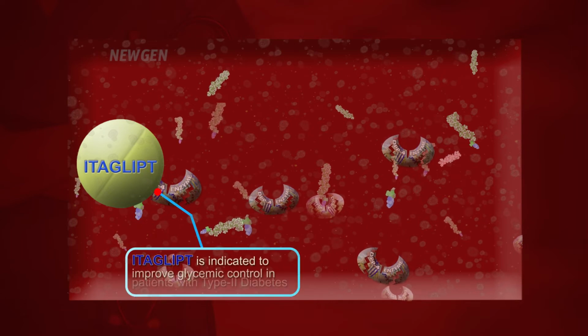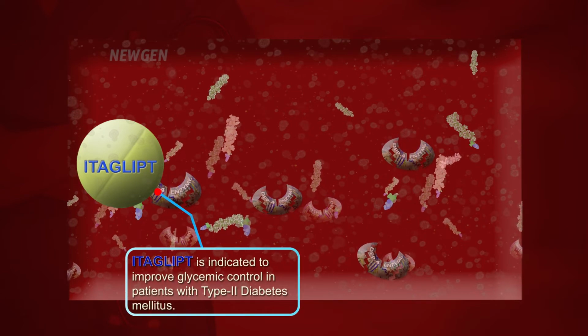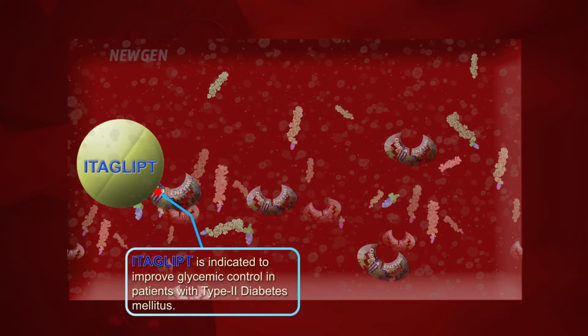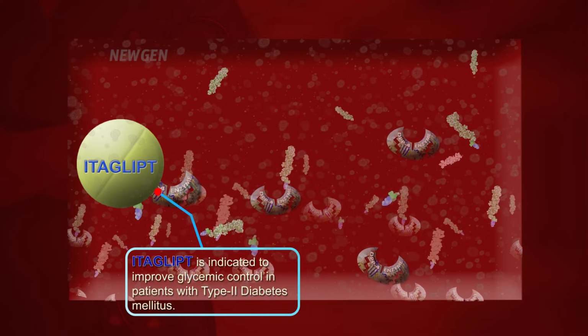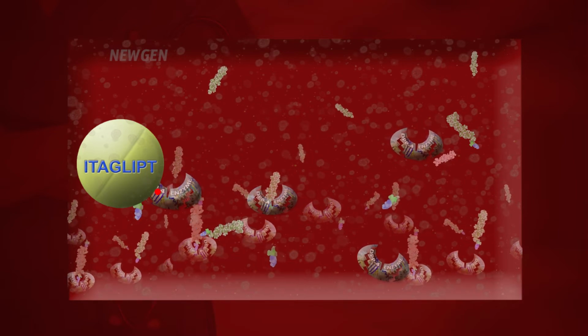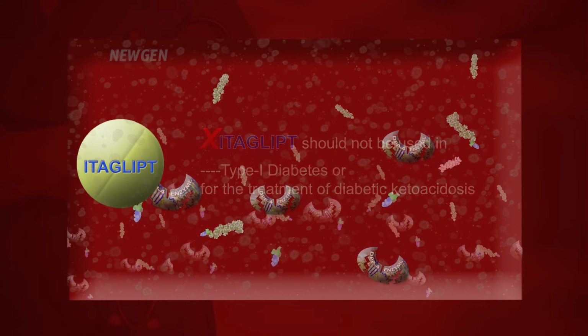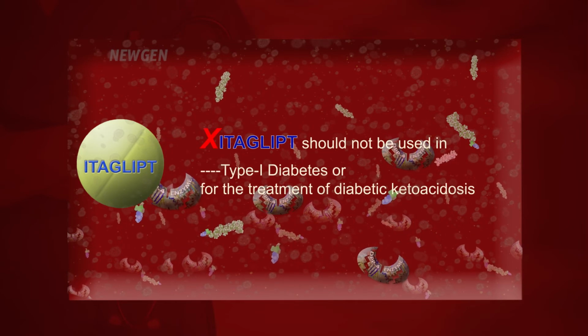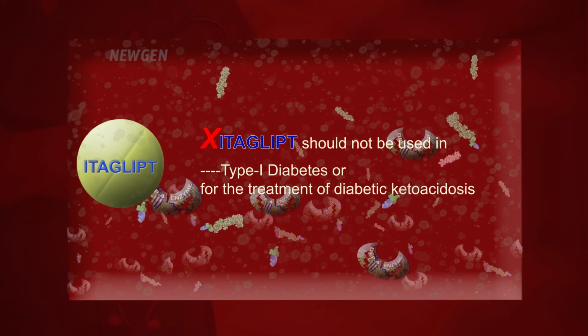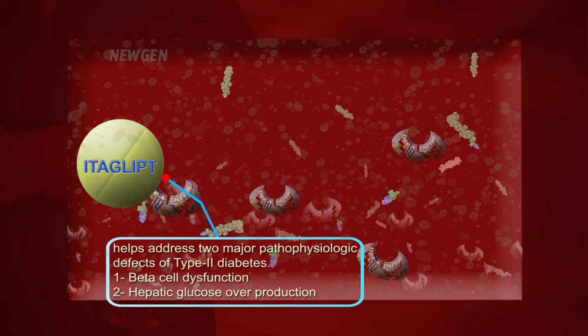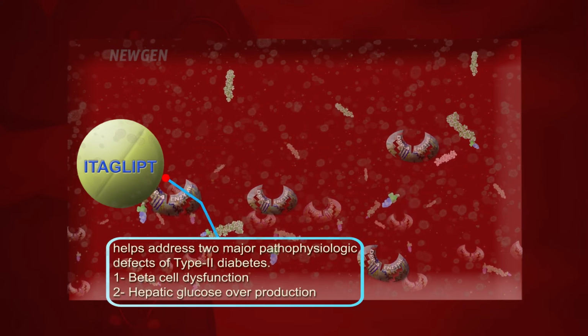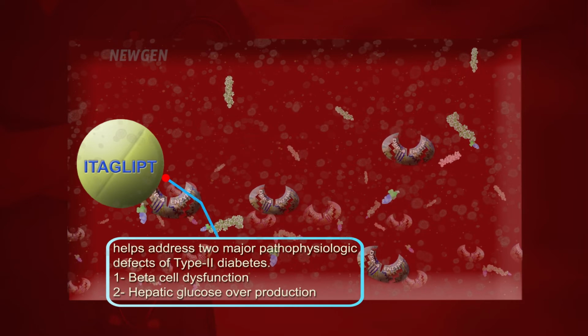Sitagliptin is indicated to improve glycemic control in patients with type 2 diabetes mellitus. Sitagliptin should not be used in patients with type 1 diabetes or for the treatment of diabetic ketoacidosis. Sitagliptin helps address two major pathophysiologic defects of type 2 diabetes: beta cell dysfunction and hepatic glucose overproduction.